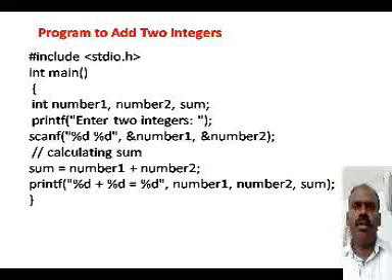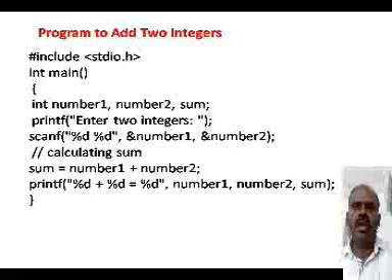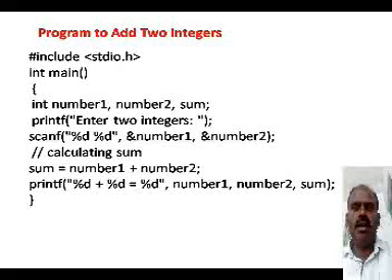After that we have to print out the sum variable. For that we are using the printf command. Here finally, the addition of the number1 and number2 integer values, stored in the sum value, is printed by using this last printf command.